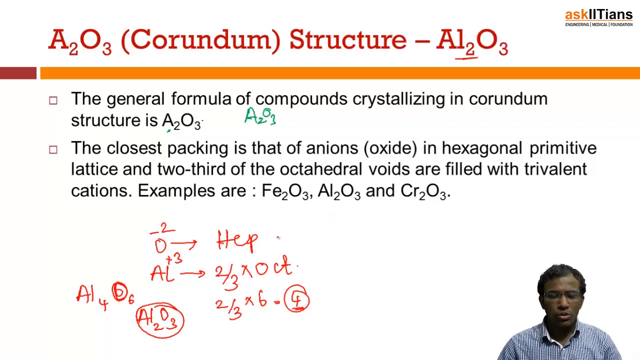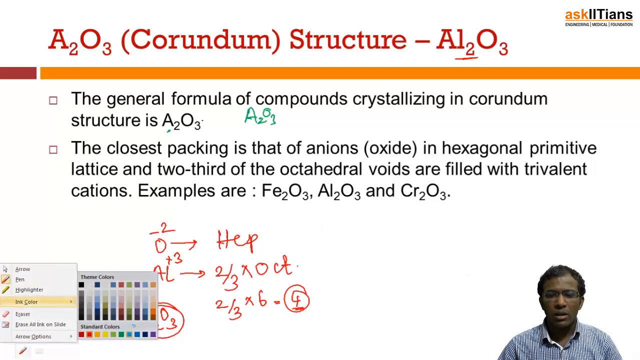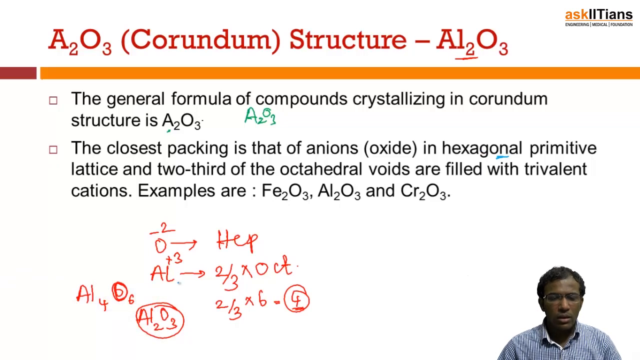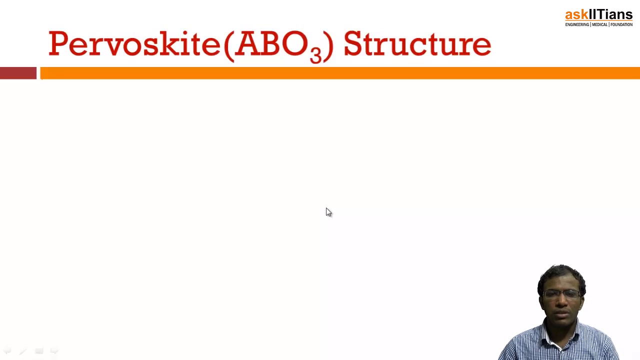What you need to remember here is that the anions are arranged in a hexagonal primitive lattice, and 2/3 of the octahedral voids are filled with the trivalent cations. Some examples of A2O3 type structure are Fe2O3, Al2O3, Cr2O3, which have the corundum structure. For each and every structure, write down clearly how the cations are arranged and how the anions are arranged. So next is the perovskite structure.